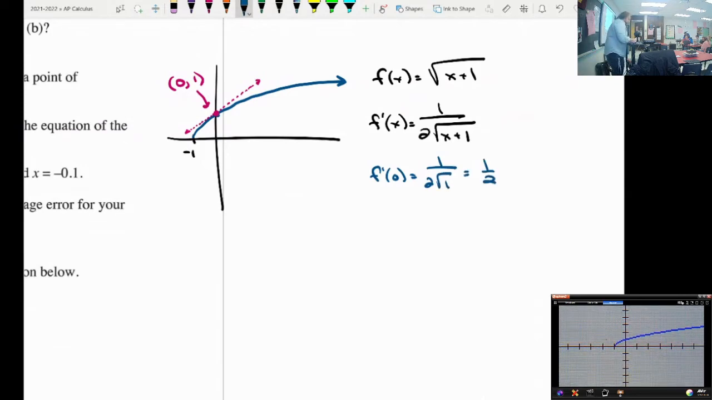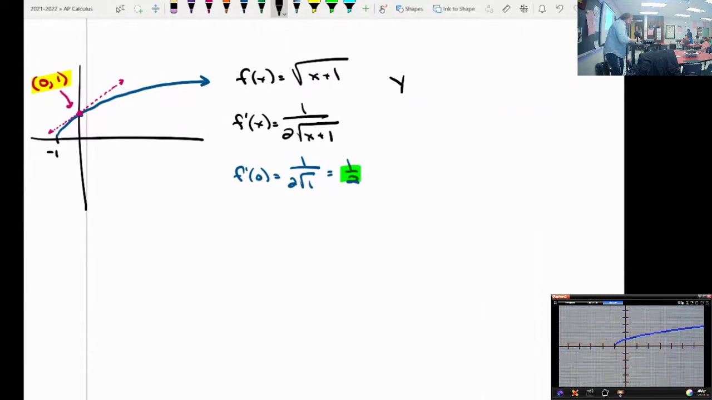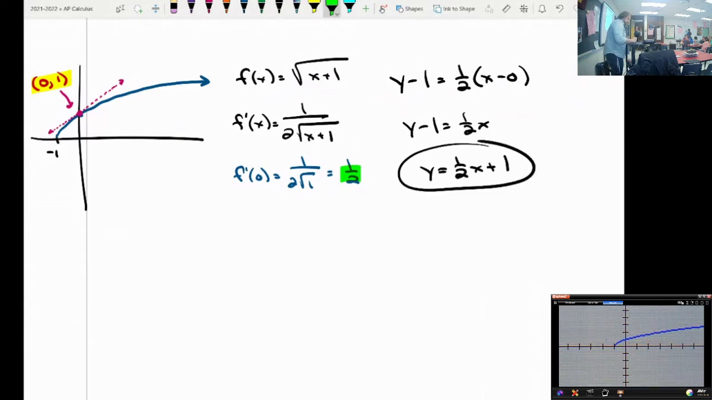So using the point (0, 1) along with the slope of 1/2, you can easily write the equation of this line. It would be y minus 1 equals 1/2 times x minus 0. Or more simply, y minus 1 equals 1/2 x. Or even more simply, y equals 1/2 x plus 1. That's the equation for that tangent line. A lot of Algebra 1 stuff is happening here, a lot of point-slope form.